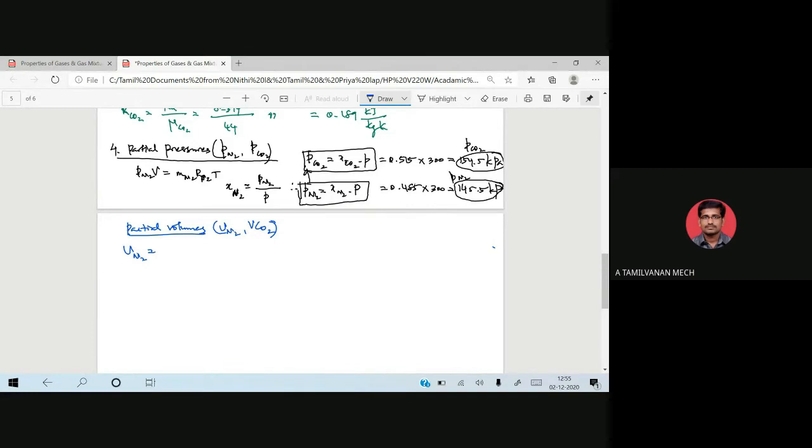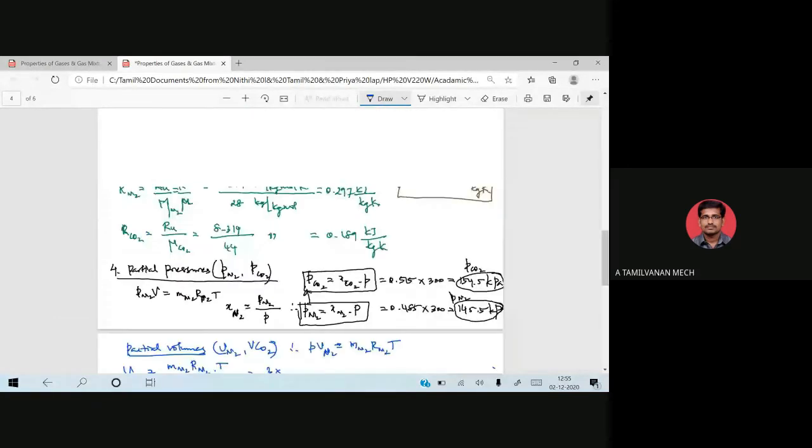from the equation, PV of N2 is equal to M of N2, then R of N2 into temperature. So from that equation we substituted V of N2 is equal to M of N2, then R of N2 into temperature divided by the total pressure. Okay, so substitution: M of N2 is equal to 3, R of N2 we already found.